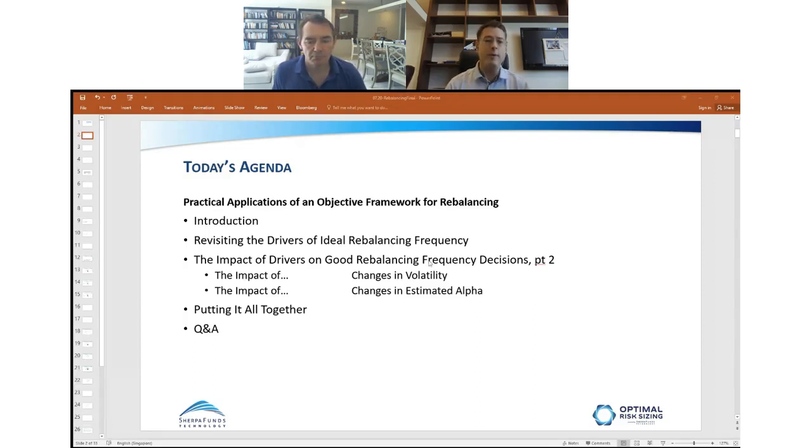So with that said, today we're going to walk through revisiting the Sherpa Rebalancing Framework that we introduced last time, and what the critical drivers are of thinking about the ideal or optimal rebalancing frequency. Then we're going to look at the sensitivity of a few of the drivers that we didn't talk about last time. These are the drivers that are a little bit more market driven rather than firm or PM driven. And so that's going to be volatility and the estimate of your expected alpha. Then we're going to look at how all of this fits together. When we take all these drivers and put them together, what does it actually mean as you think practically about how you would apply this framework to make better rebalancing decisions? And again, we'll do Q&A at the end.